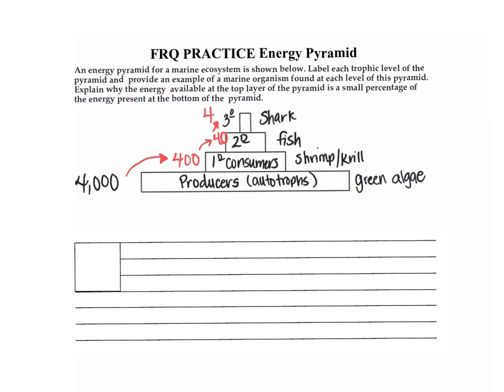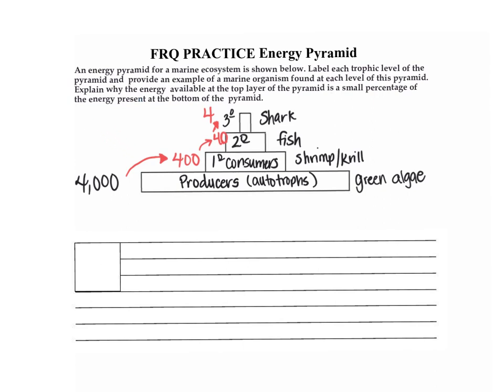So what you see is that every time you move to the next level above, only 10% of the energy is available to the next level. And so it gets progressively smaller and smaller and smaller. This is because every time there's an energy transfer, some of that energy is not going to be transferred to the next level. In biological systems, most of that energy will be lost as heat.